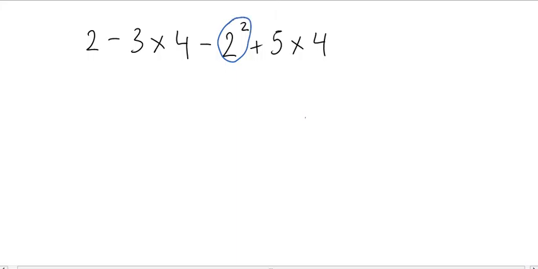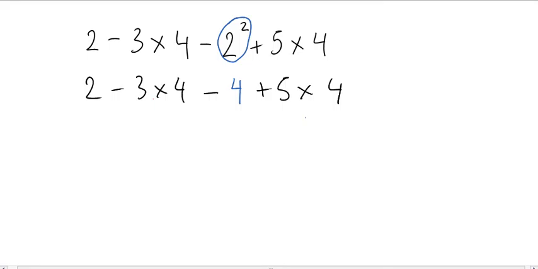So what we're going to do is rewrite exactly the same thing, but replace 2 squared by 4. 2 times 2, 4. So it's 2 minus 3 times 4 minus 4 instead of 2 squared, plus 5 times 4. So all we did is replace that 2 squared by 4.